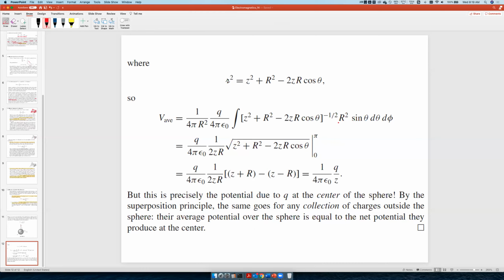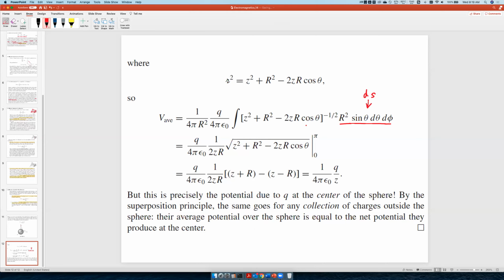So ds could be described in this way, which is derived in spherical coordinates in chapter 1. If you forget, ds in spherical coordinates equals this equation. You can go back to chapter 1 to see what ds is. In this case, ds is shown here.